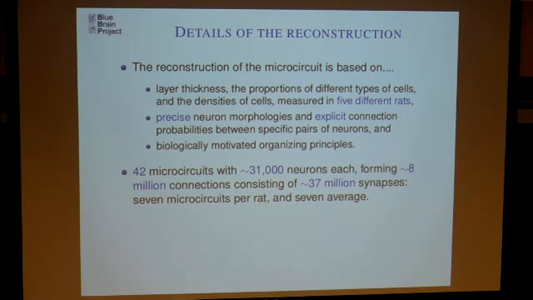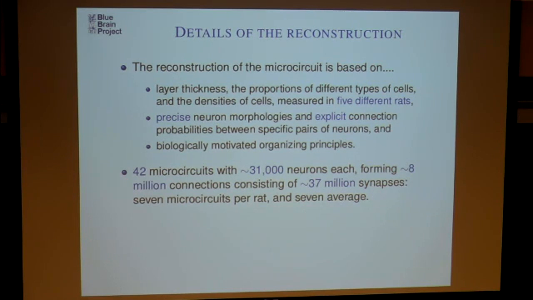So in the end, what did they do? They have these five different rats. And because there are highly stochastic elements in this reconstruction algorithm, they actually made 7 different instantiations. So they ran the algorithm 7 times for each set of input parameters. They also had a family of average input parameters and made 7 different applications of the algorithm for these average parameters as well. So in the end, you have 42 of these microcircuits.